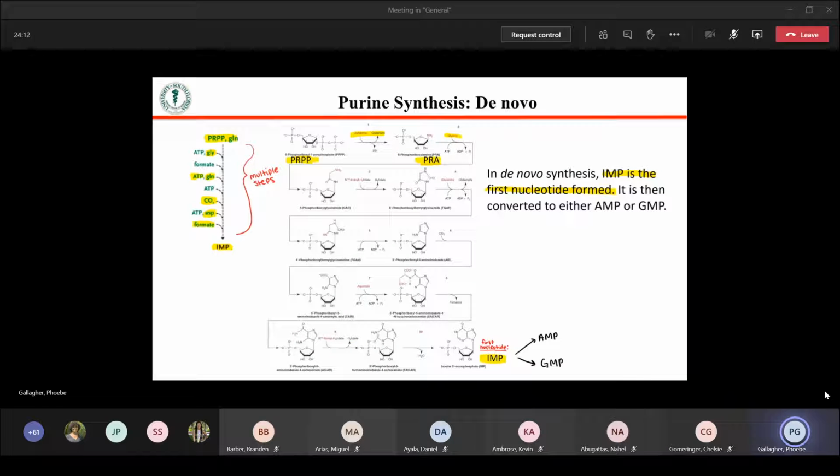Lucky for us, we don't have to know any of these steps. I would just suffice it to say that there's multiple steps after PRA that ultimately allow you to make IMP. I highlighted these so you get a general idea as to what goes into these multiple steps, but I probably wouldn't memorize them. I just recognize them, I guess. So ultimately, when you make IMP, IMP can now make either AMP or GMP.